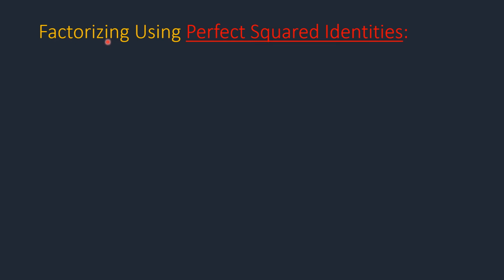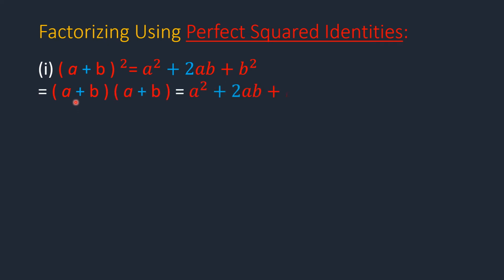The third method of factorizing algebra expressions is by using perfect square identities. There are two perfect square identities. Number one, a plus b whole square equals a squared plus 2ab plus b squared. Here, a plus b whole square is the product of two same factors, a plus b and a plus b. And the right hand side, a squared plus 2ab plus b squared, is a perfect square algebra expression.